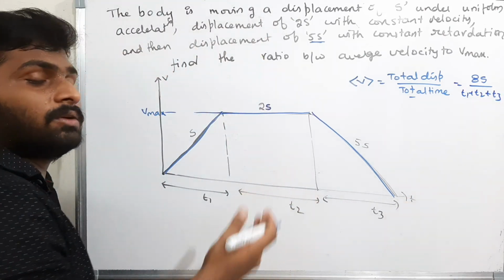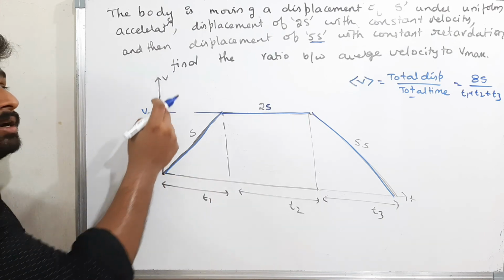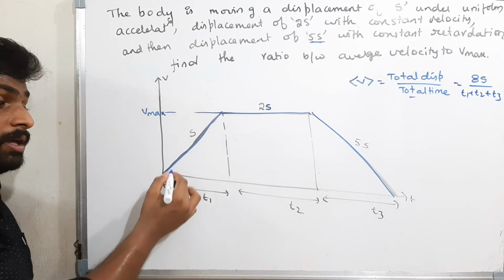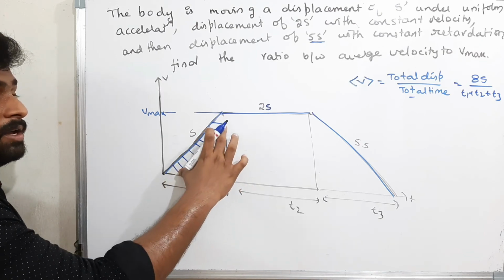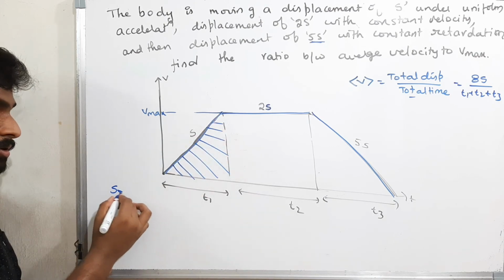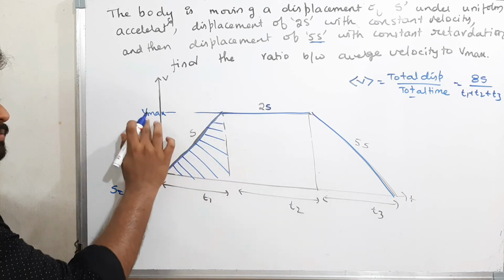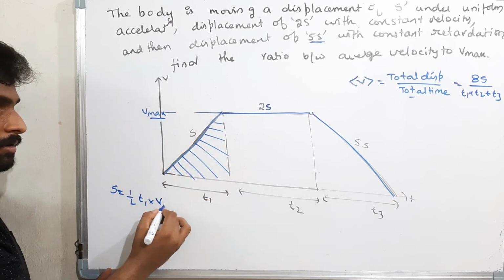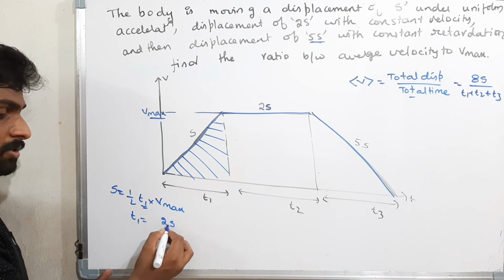Now how can I find the t1, t2, t3? Now see here, they gave me a hint. The area under the v-t graph will give me displacement. That means if you find the area, what is the area of this? The area is nothing but s, the displacement they gave us. s is equal to half into what is the base? That is t1, into what is the height? Height is nothing but Vmax. Therefore, what is t1? t1 is nothing but 2s by Vmax.